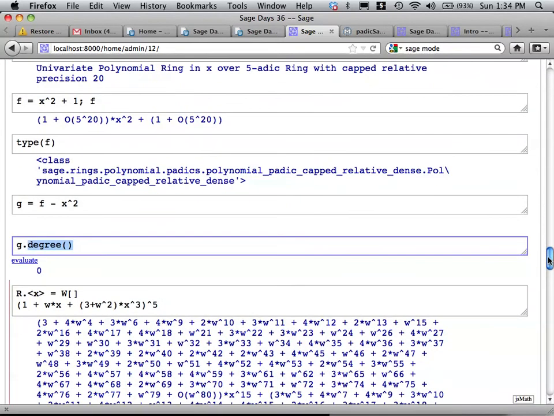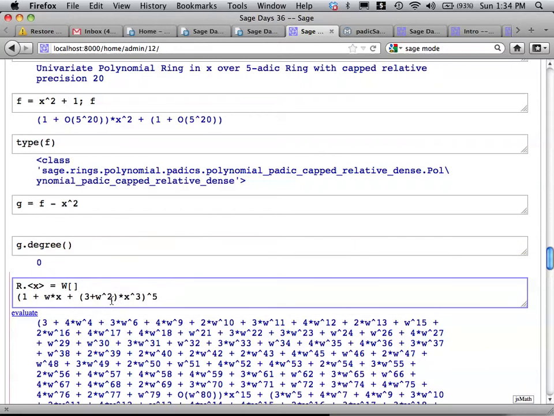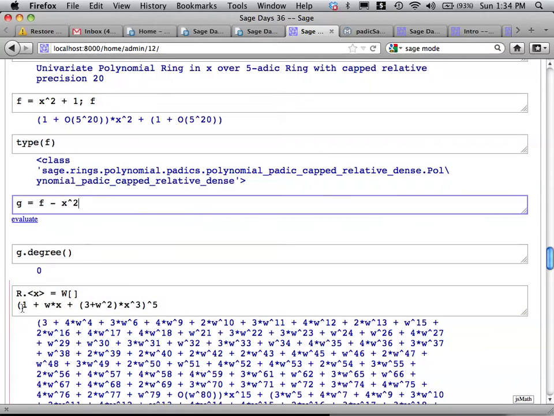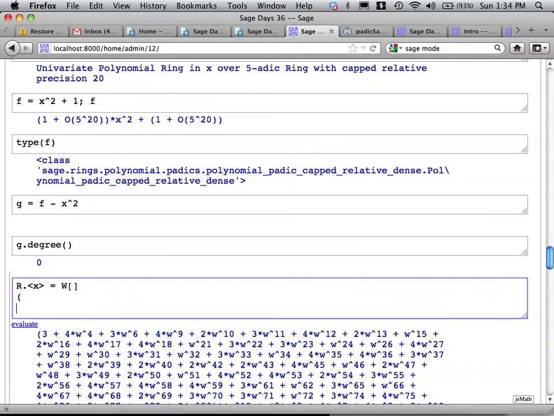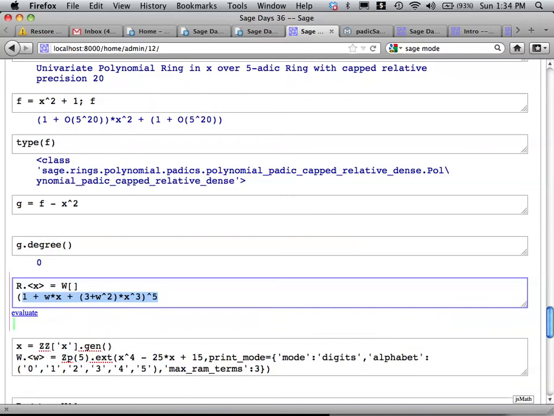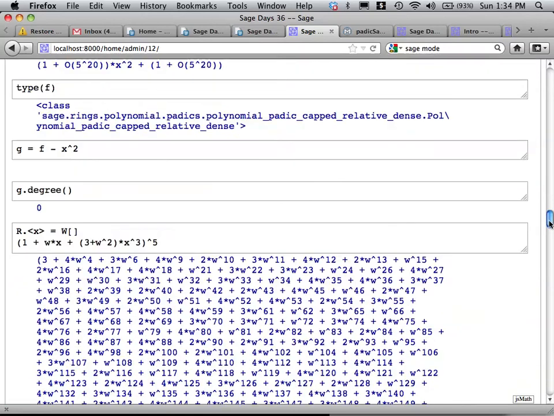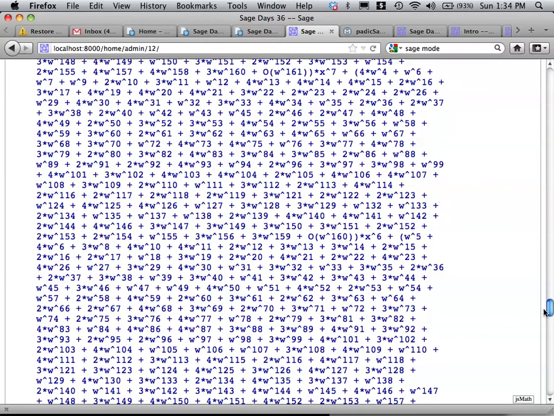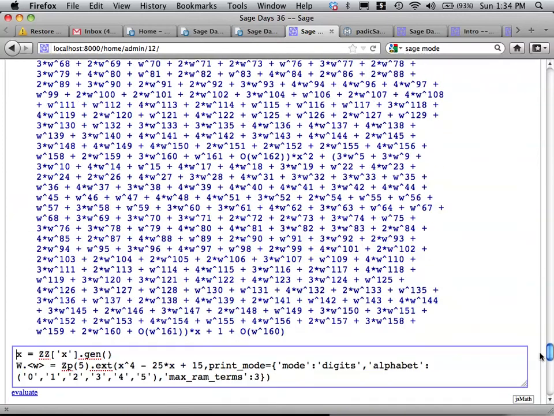Then I was going to show you something ugly. I can also make polynomials over extension fields. I took that W, and I do a little bit of computation with that, and I get something which is unreadable. So I wanted to show you briefly some things about printing modes.